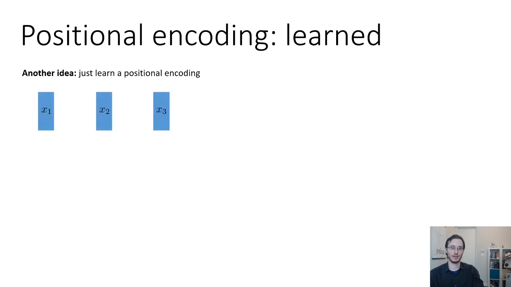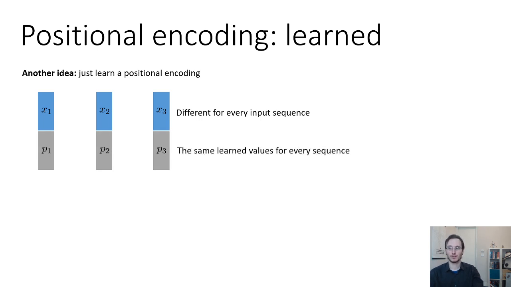So at every position, we have an x, and that's different for every input sequence. And at every position, we also have a p, and that's the same for every sequence, but it's learned. So it's a different p at every time step, but p1 for one sequence is exactly the same as p1 for a different sequence. So it's just a kind of a learned constant, essentially. Very much like a bias, but time-dependent. So it's different at different time steps. Learning positional encodings also tends to work very well.